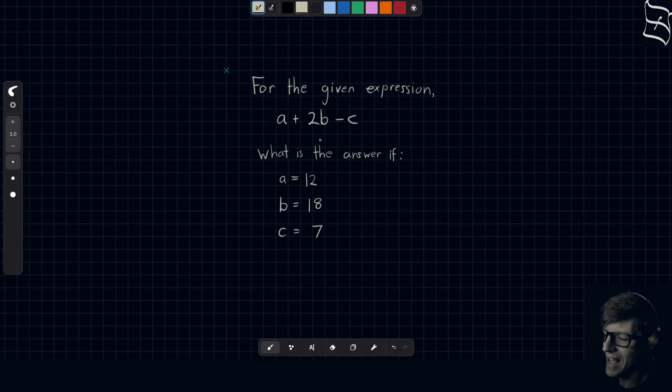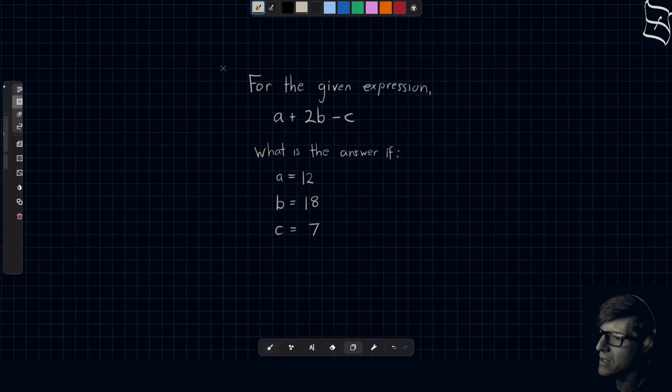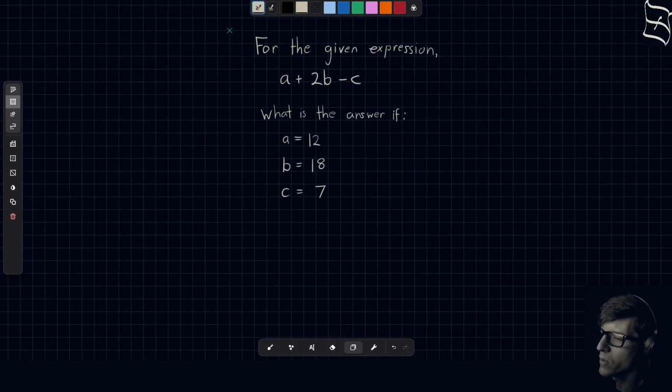In this problem, we're looking at the expression a plus 2b minus c. So for this given expression, what is the answer if a is equal to 12, b is equal to 18, and c is equal to 7? Once again, this is our expression. That's called an expression. This is our first value, a equal to 12, b is equal to 18, and c is equal to 7.